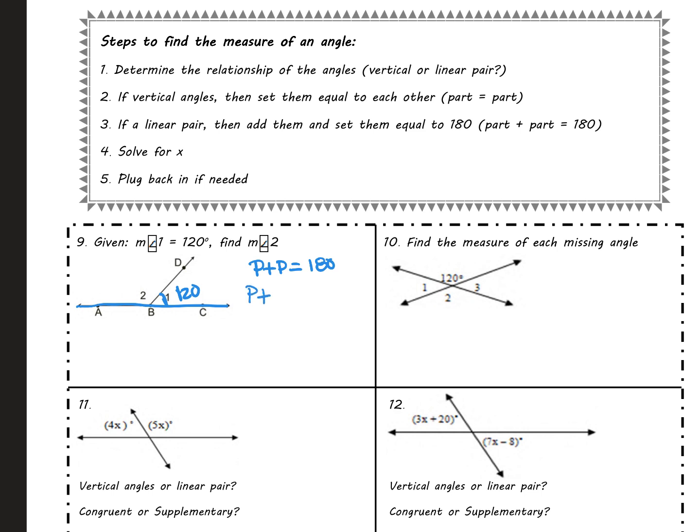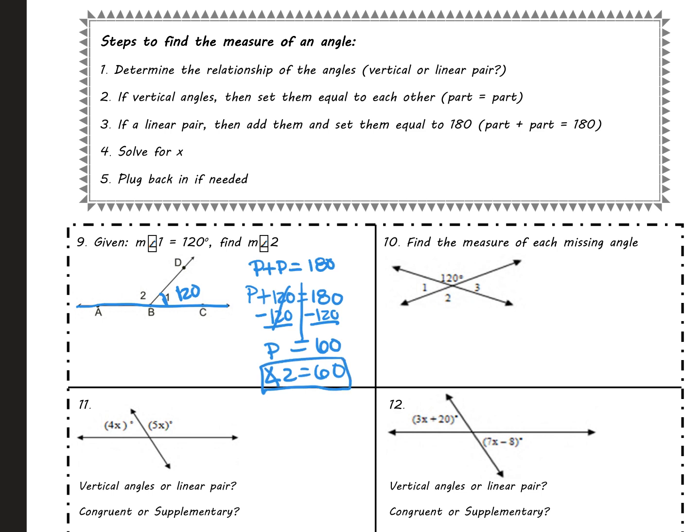So I get part plus 120 equals 180. Then I'm going to solve, minus 120, minus 120. And so then I get that part equals 60 here. And so that part is also represented by angle 2. So angle 2 will equal 60 in this case, all right?